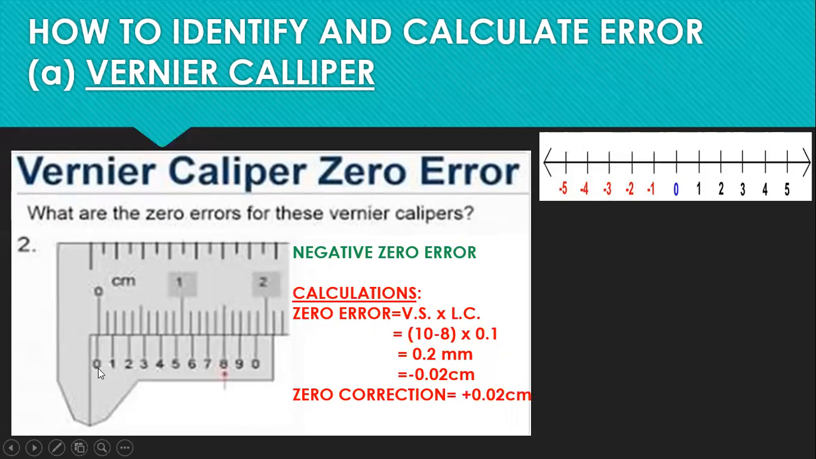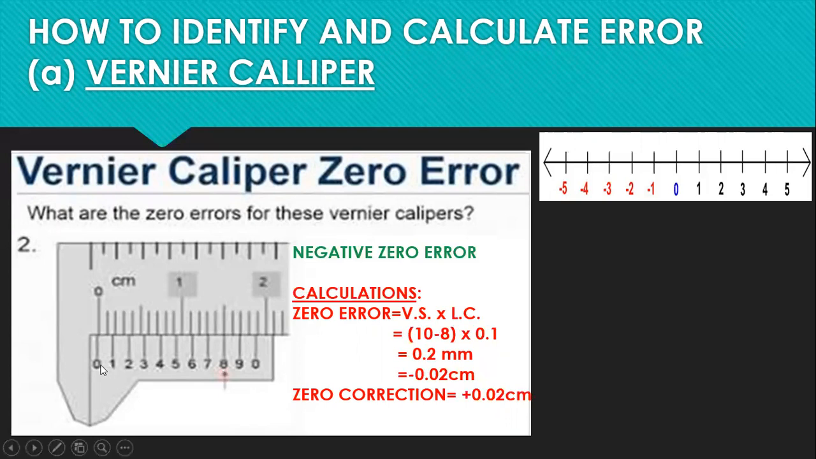Over here, you see 0, 1, 2, 3, 4, 5, 6, 7, 8. 8 is the best coinciding line. So 10 minus 8 is equal to 2. You will multiply it with the least count. 0.2 millimeter will be the answer. And since it's the negative error, you will add a minus sign.